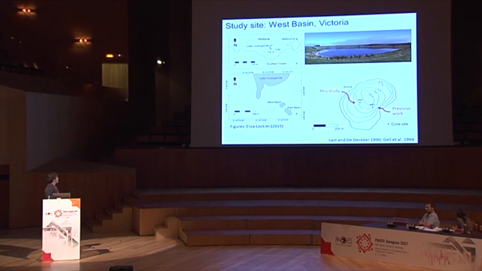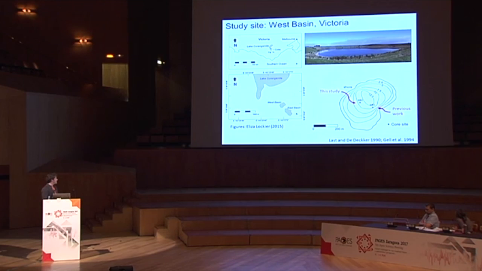And so this is West Basin. It's a maar crater lake, with a diameter of only about 500 meters, so it's a fairly small puddle in western Victoria, about 2 to 3 hours west of Melbourne. There are two basins, two maars right next to each other, East Basin and West Basin, both of which have been studied extensively in the late 1980s and early 90s.